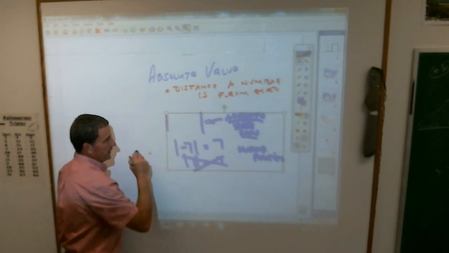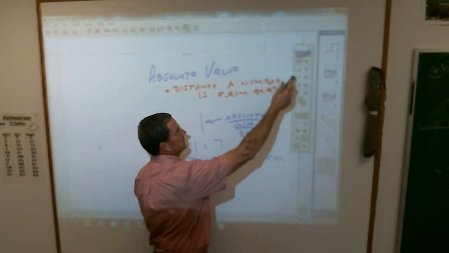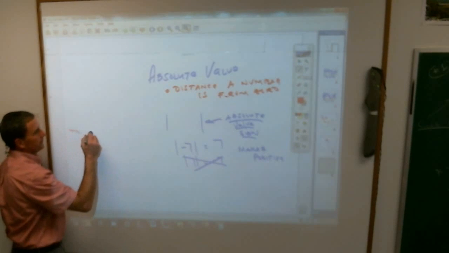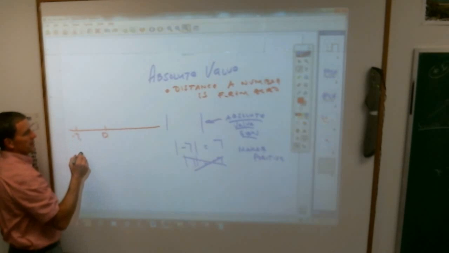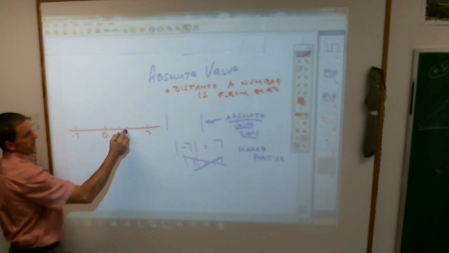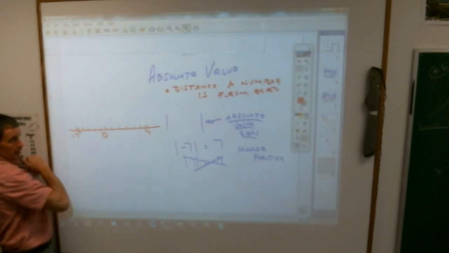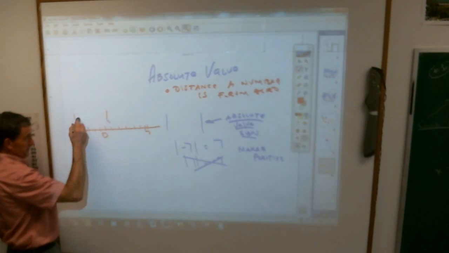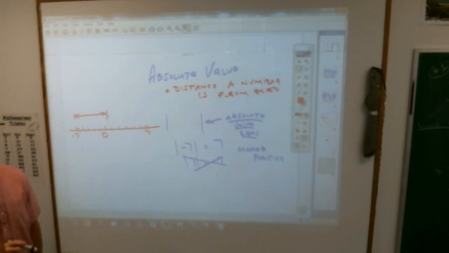If you look at a number line, here's my 0, and here's my -7, and here's my +7. What is this? 1, 2, 3, 4, 5, 6, 7. 1, 2, 3, 4, 5, 6, 7. Absolute value is just this distance from here to here. And what you have to remember is, you can never go a negative distance.